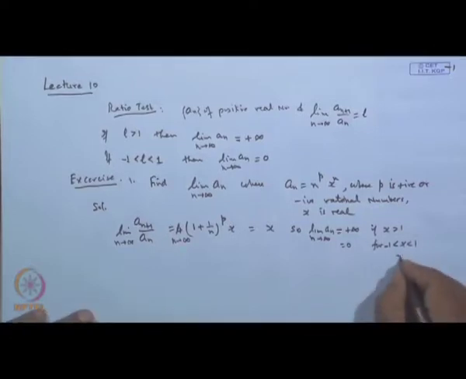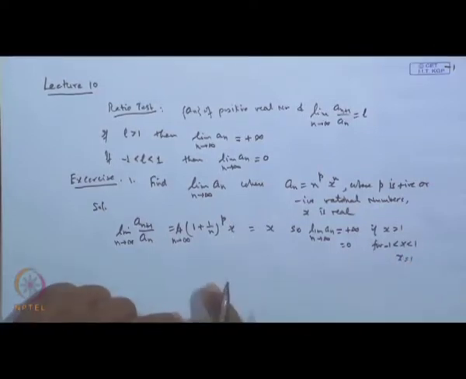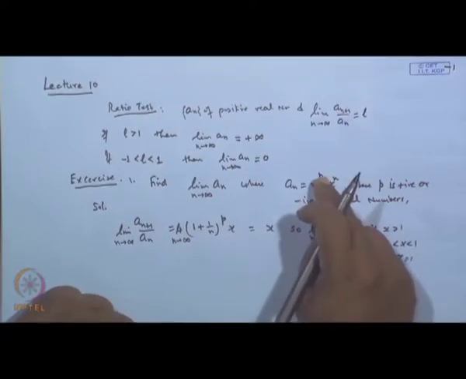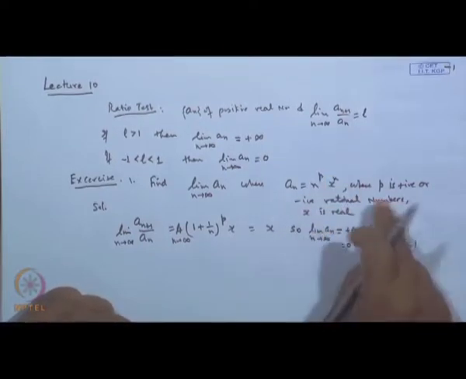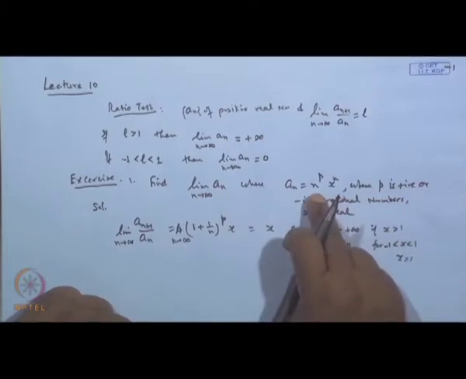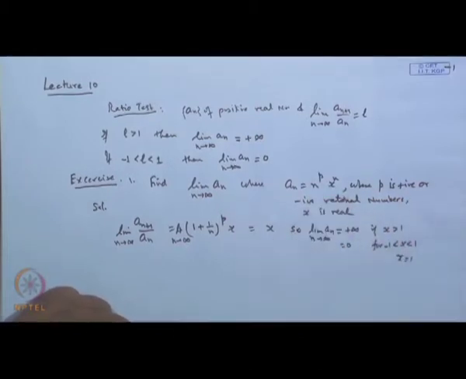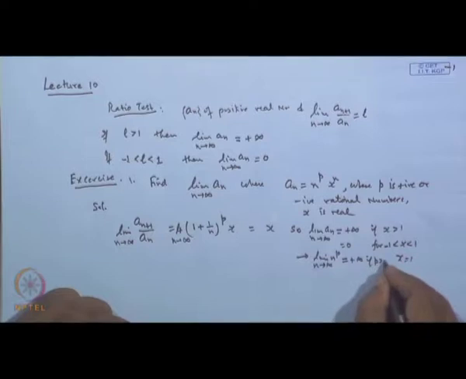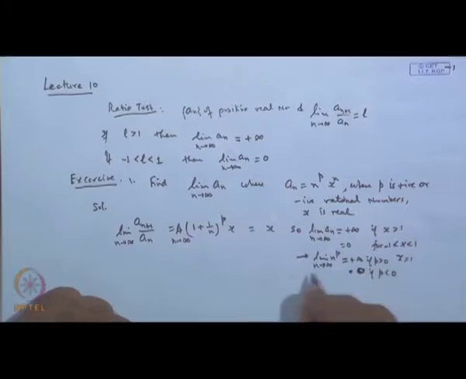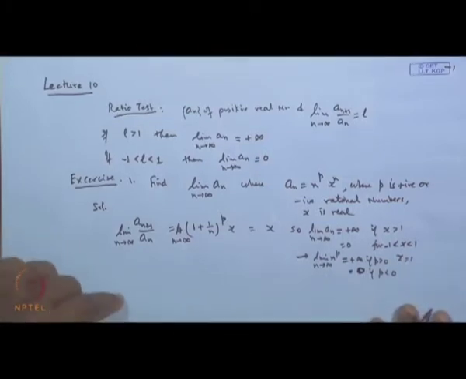Okay. And when x is equal to 1, then it reduces to the form n to the power p, and the behavior of n to the power p we have already seen. If p is positive, it will go to plus infinity. When p is negative, it will go to 0. So, when x is 1, it is equivalent to the limit of n to the power p as n tends to infinity, which will be plus infinity if p is positive, and 0 if p is negative.